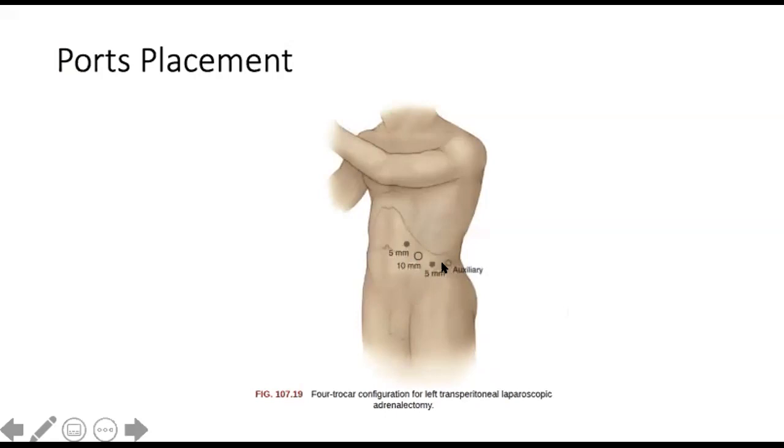So this is the third port. You can add an additional fourth port, a 2 to 5 mm port, to aid in dissection and retraction. So you can do 4 ports also for laparoscopy.